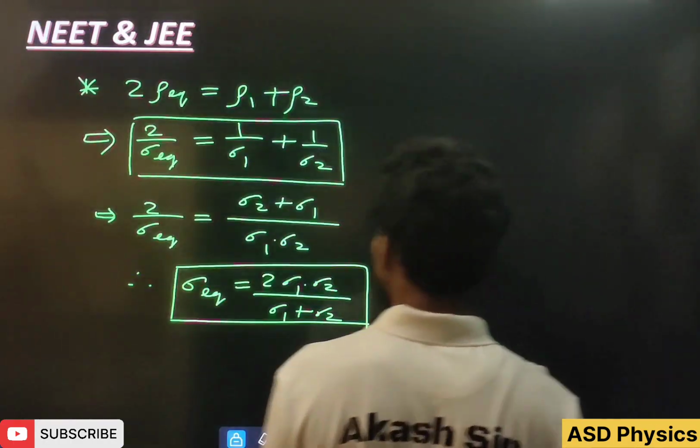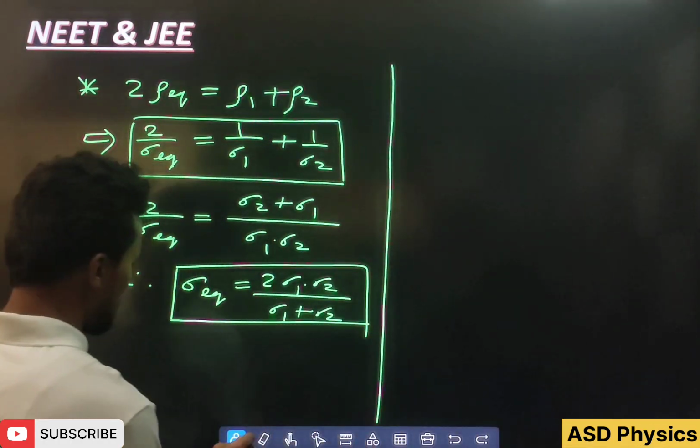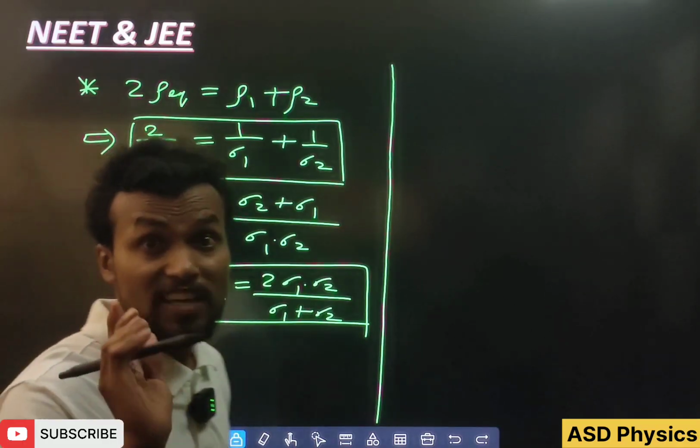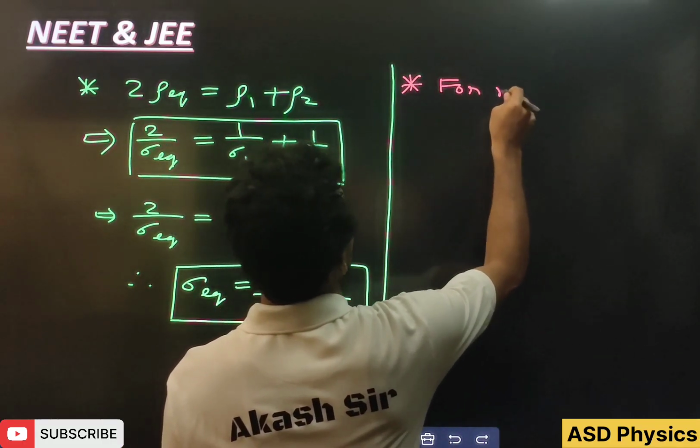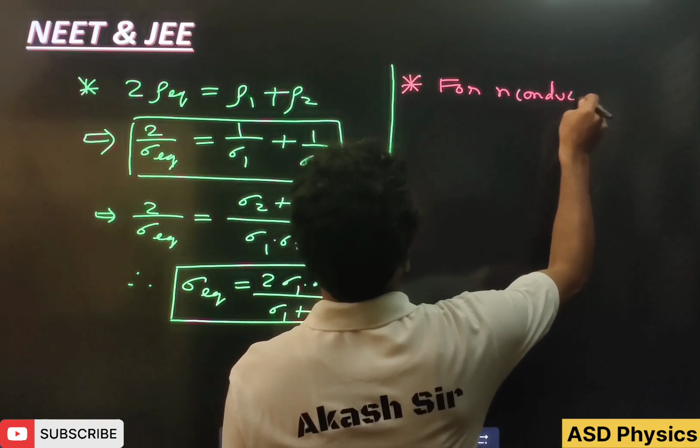But remember that if in case there are n conductors, how many conductors are there? There are n conductors. So see, for n conductors of identical dimension, this also you have to remember.